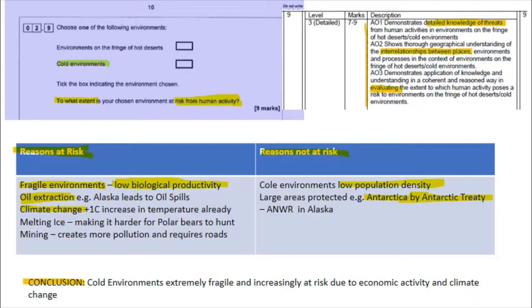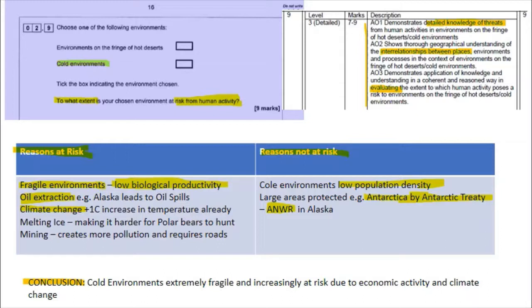In Alaska, next to where they're drilling oil, you have a place called the ANWR. Again, it's a protected area, even though there's oil there. It's sometimes known as the Serengeti of America. So you've got these large protected areas where mining and other activities aren't allowed.